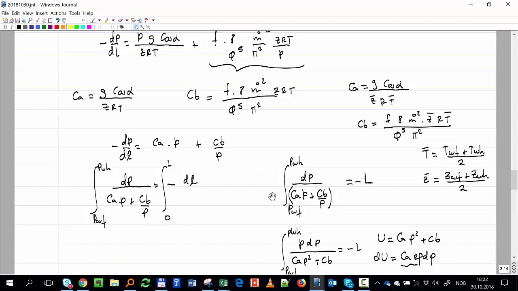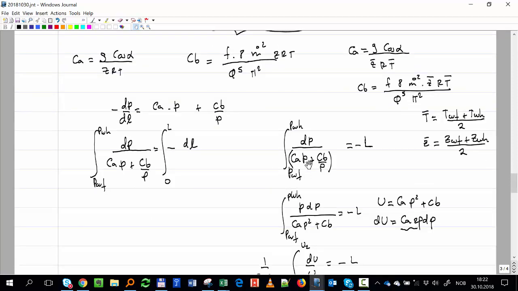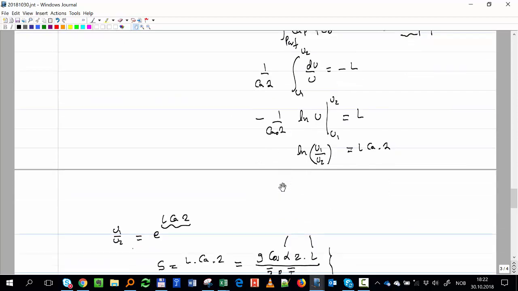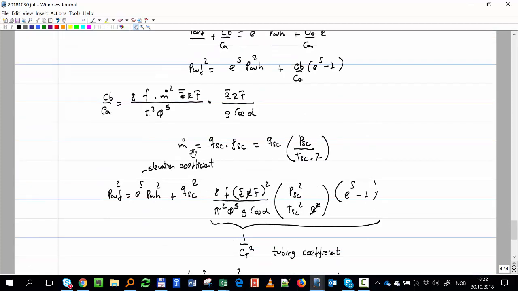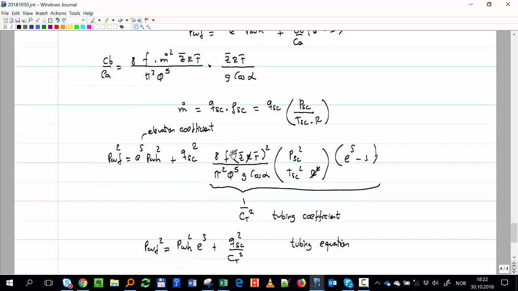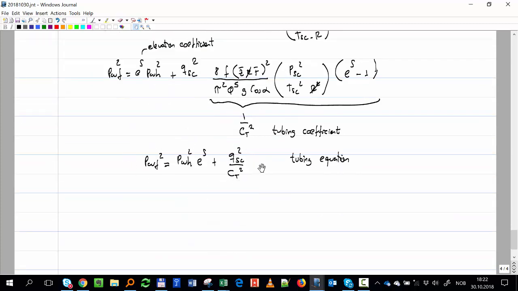The main assumption there is that pressure is going to be changing from P bottom hole to P wellhead. But these properties, the Z and the T, are also going to be changing. But we are going to use an average number that will capture more or less the variation of Z and T. After I integrate, I substitute the mass flow by the rate at standard conditions, and I end up with this equation, which is the dry gas tubing equation.